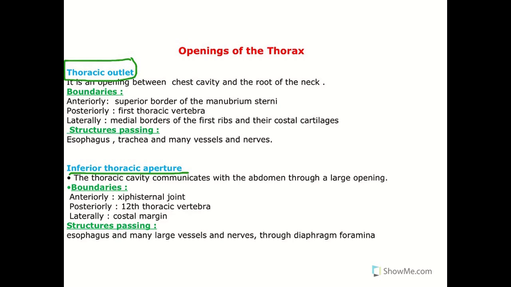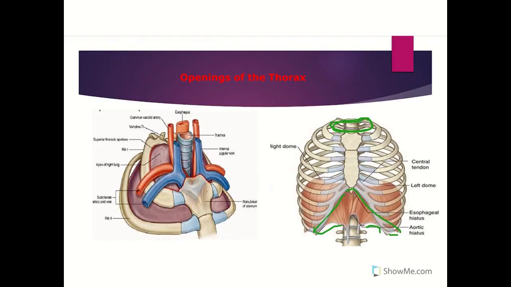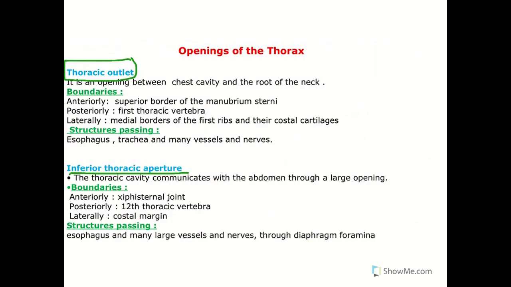The thoracic outlet includes very important structures, such as the esophagus. This is the esophagus here, and this is the trachea in front of the esophagus, and these are the main blood vessels that emerge from the heart to the root of the neck. What are the boundaries of this thoracic outlet? Anterior is the manubrium sterni, and posterior here in the back is the body of the first thoracic vertebra, and on each side here the first rib. These are the boundaries of the thoracic outlet.